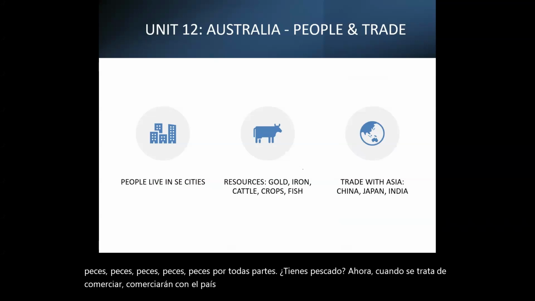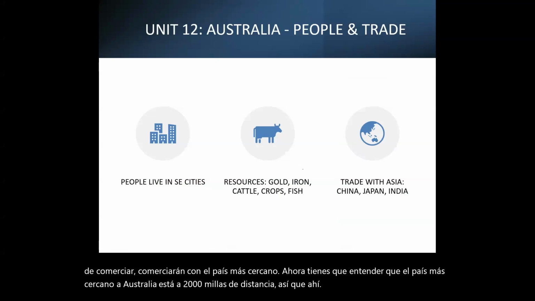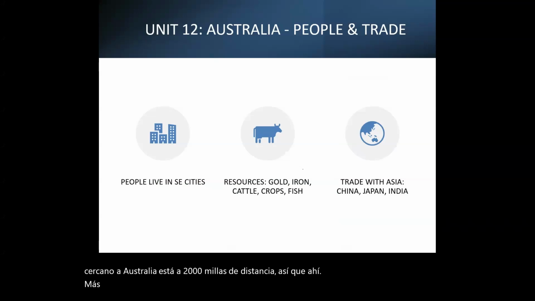Now, when it comes to trading, they will trade with the nearest country. You need to understand Australia's nearest country is 2,000 miles away. So their nearest, of course, will be East Asian countries. Their top trading partners are China, Japan, India, South Korea, and things like that.